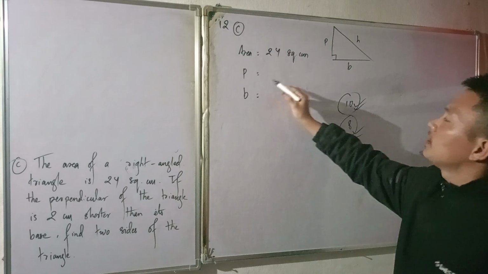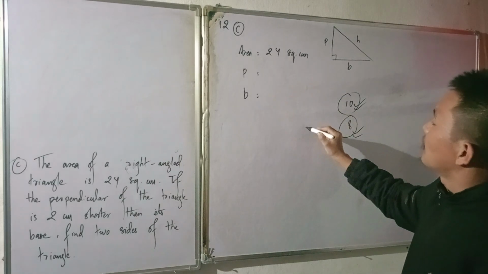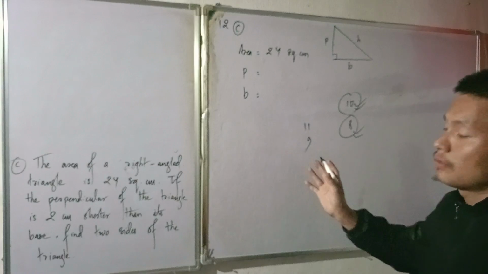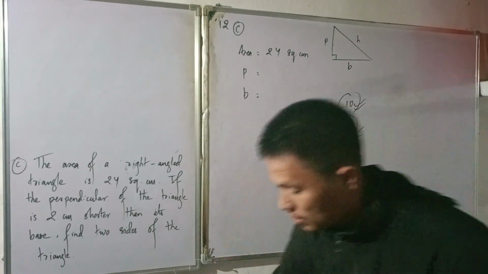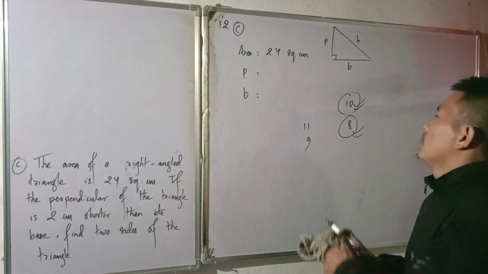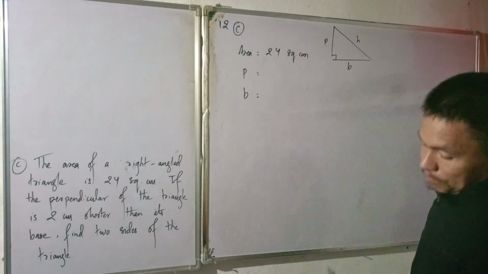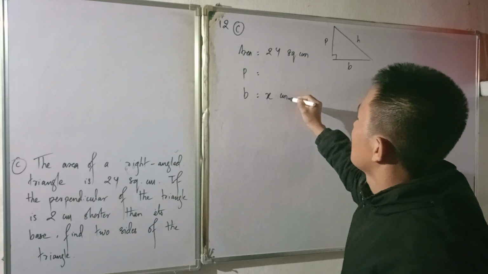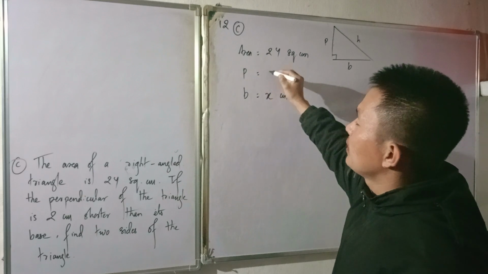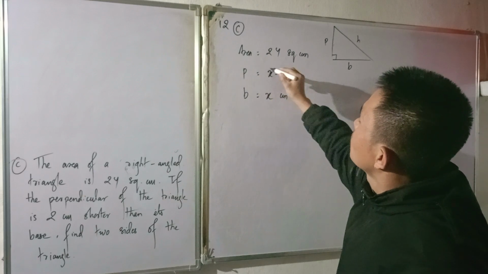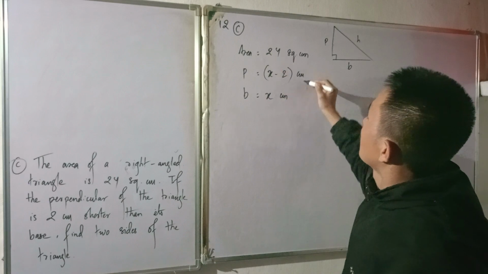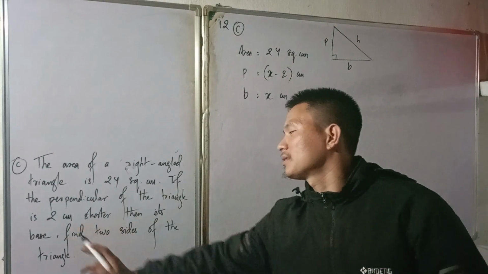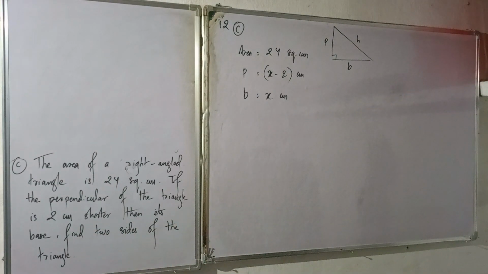So if the base is 11, then the perpendicular will be 9. 2 centimeters less. Okay. So if I take this base as x centimeters, then this perpendicular will be x minus 2 centimeters. This perpendicular must be 2 less than the base. Now you just use the formula.